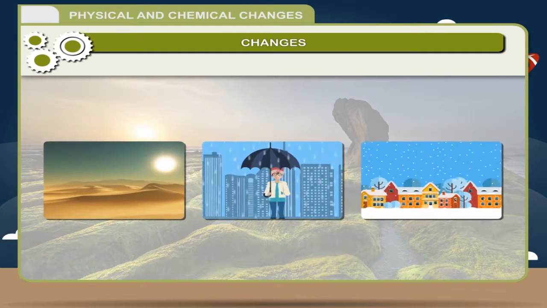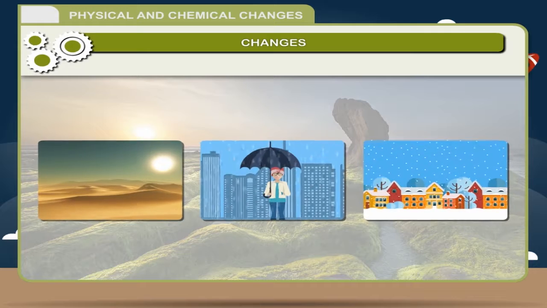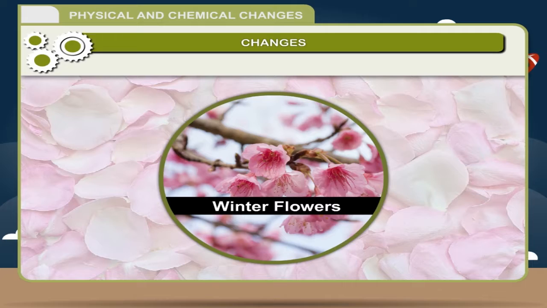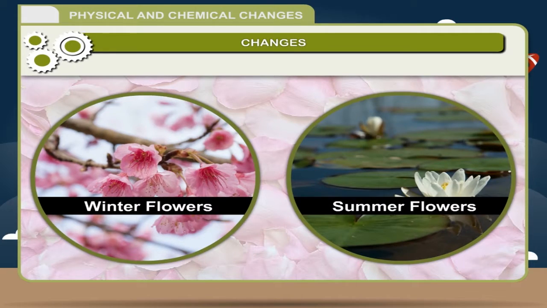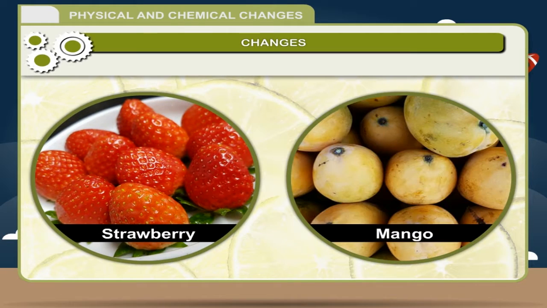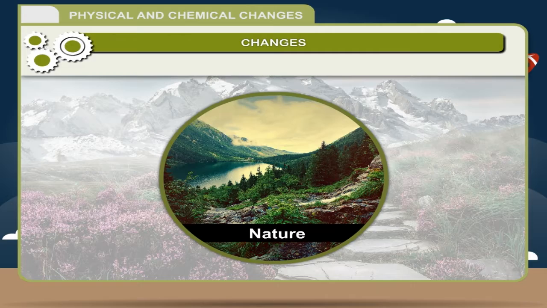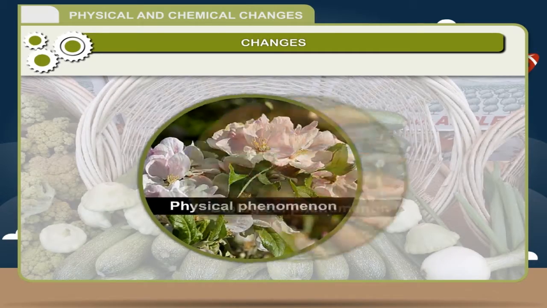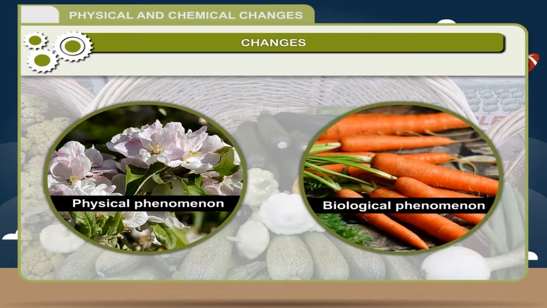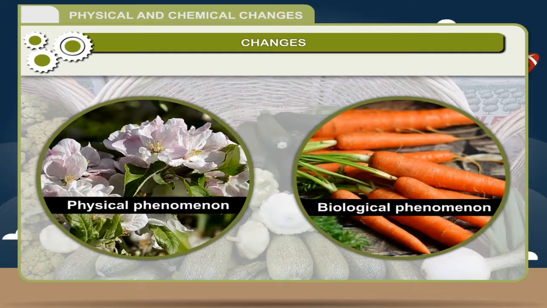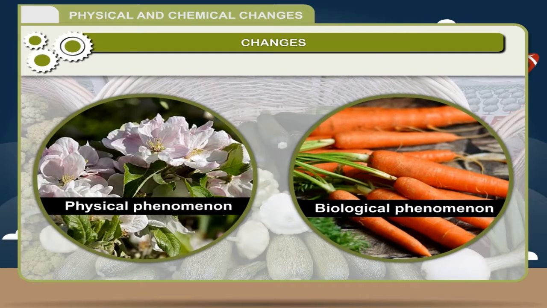Similarly, with the passage of each month, you find changes in your surroundings. Different flowers bloom at different times of the year. Different fruits are available in different seasons, and so on. Change is an integral part of nature, be it a physical phenomenon or a biological phenomenon. Let us classify changes into different categories and learn about them.